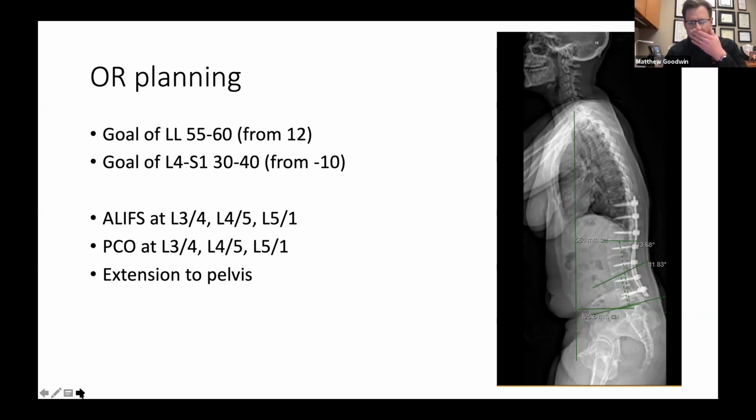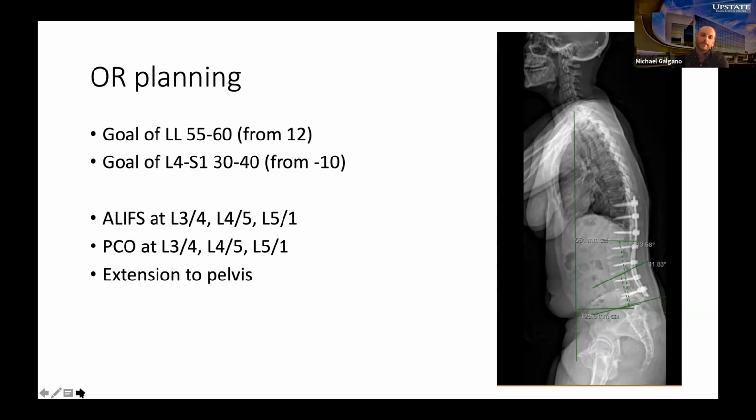Yeah, I don't think there's any doubt that your plan's going to get her to where she needs to be, without a doubt. I guess the big question is, is there a way that this could be done all posterior, so you could potentially spare her a multi-level ALIF just by doing multi-level PCOs posteriorly. So I guess that would be the big question as to how flexible she is once you loosen up her hardware, get her really kind of sunken in there.